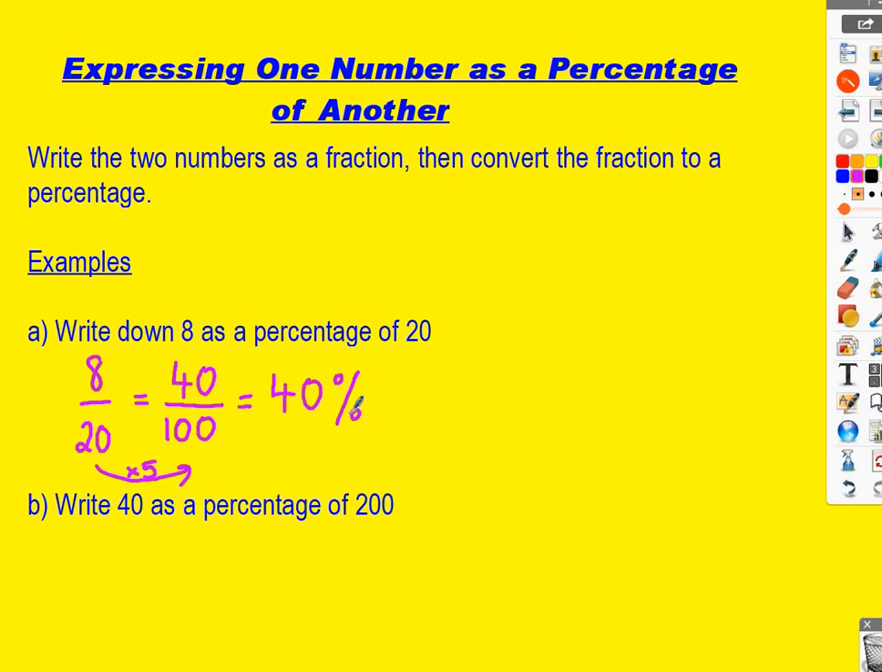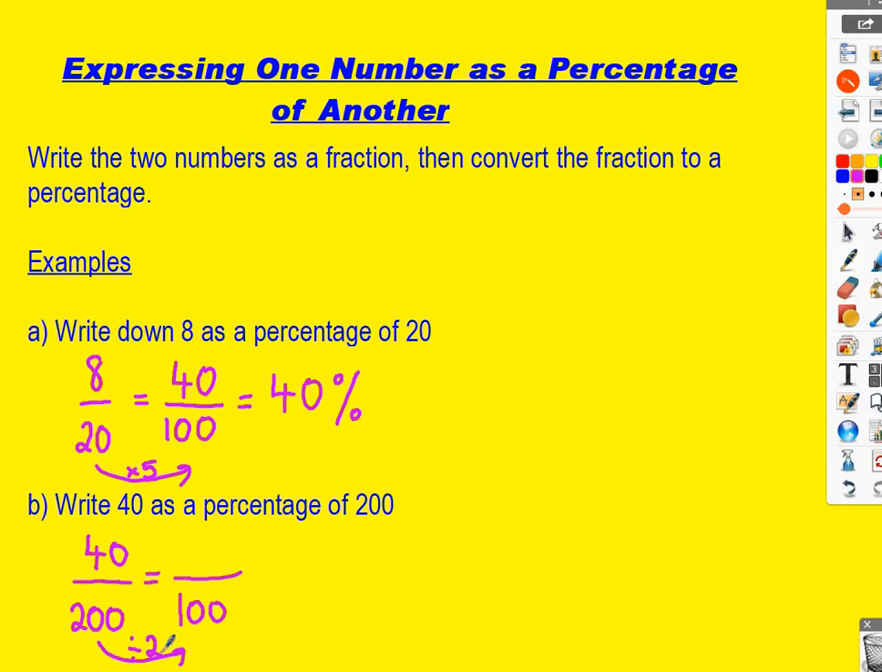And the second example, 40 as a percentage of 200. So writing it first of all as a fraction, 40 out of 200. Now again we will use equivalent fractions. We want the denominator to be 100, so this time I'm going to have to divide the denominator by 2, or halve it. Whatever we do to the bottom, remember, you also have to do to the top.